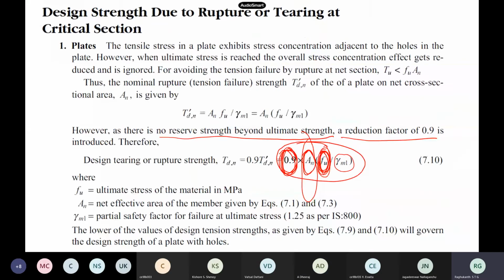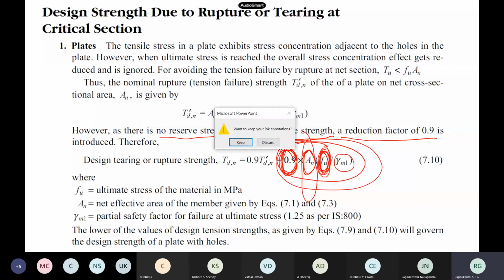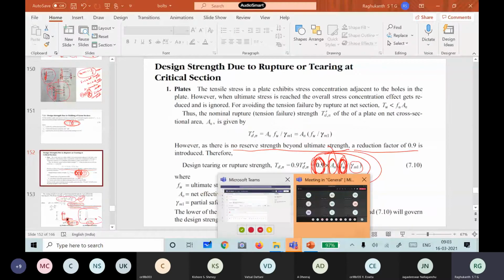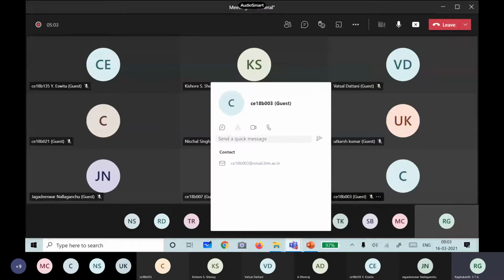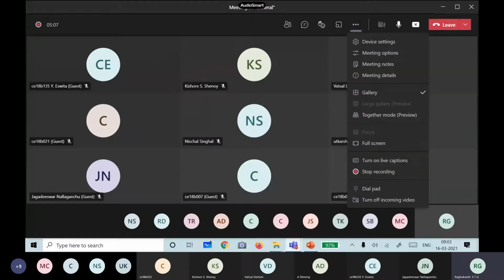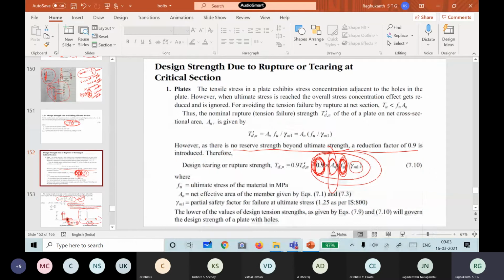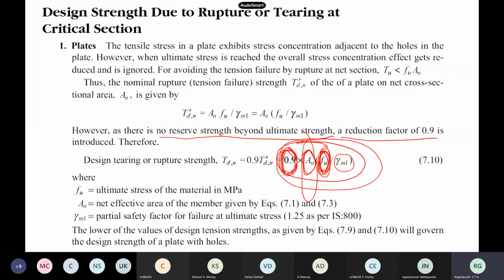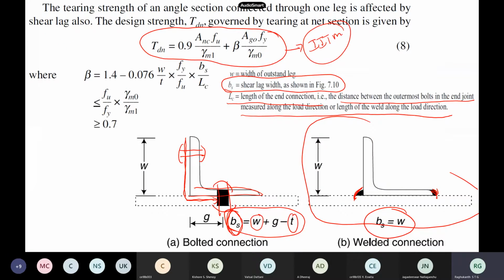Okay, anyway. So 0.9 times An comes into the picture itself. Just one second, whether the recording is there. Okay, I think the recording is going. So fine.